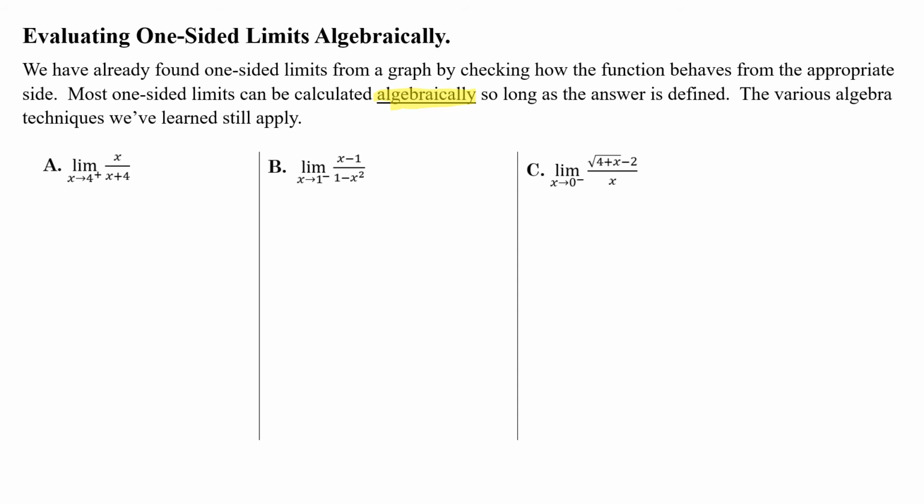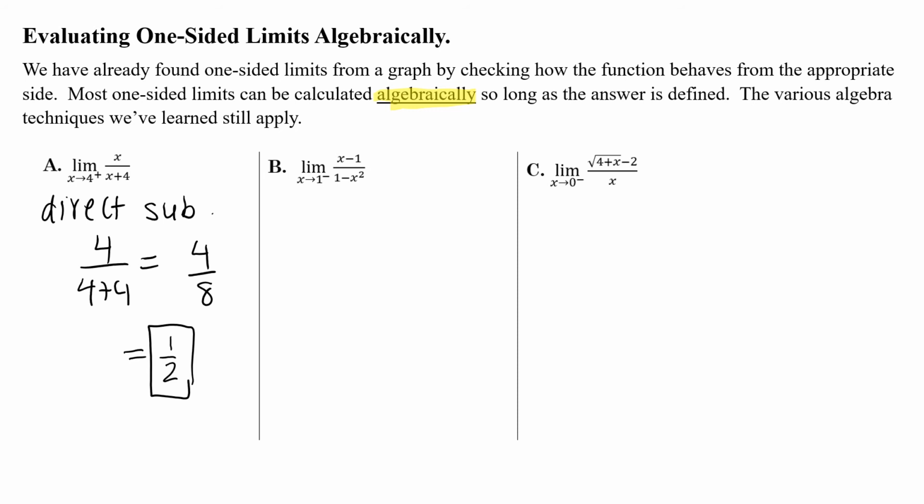So for our first example, letter A, the limit as x goes to 4, that plus sign, remember, means from the right, of x over x plus 4. Just like we could before, we're going to use direct substitution. So we plug in 4 over 4 plus 4. So we get 4 over 8. So this limit, as x approaches 4 from the right, is going to equal 1/2.